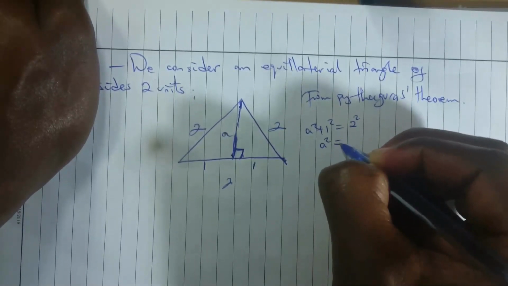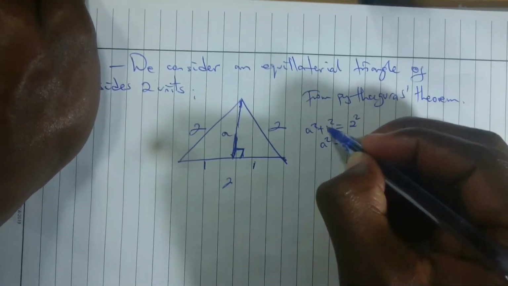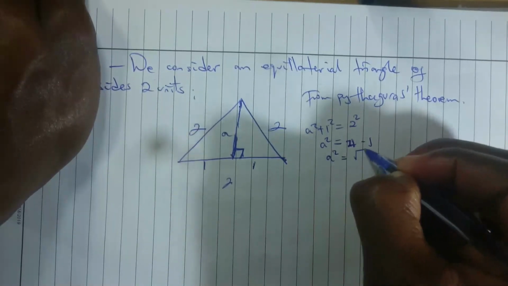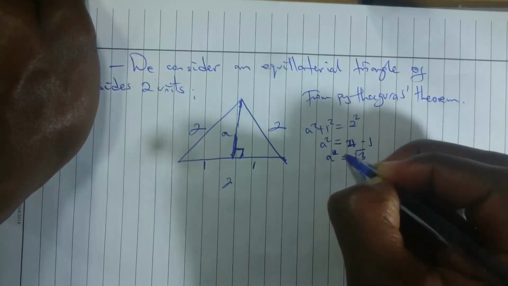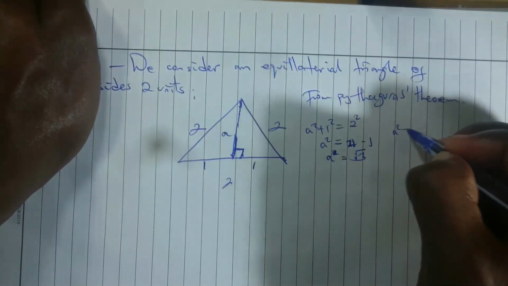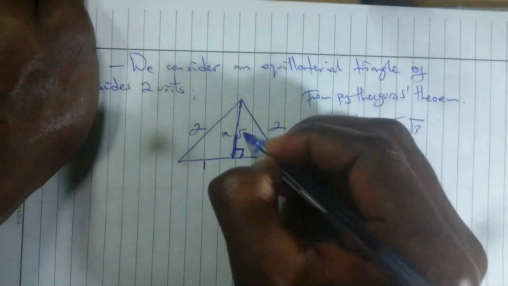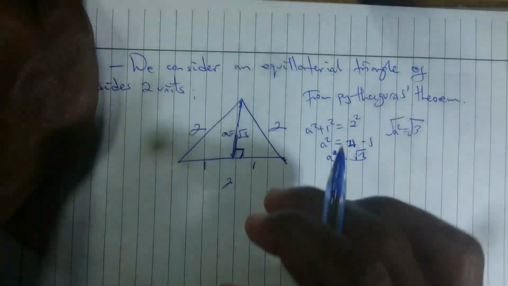Now a squared is going to be 4 minus 1, because 2 squared is 4 and 1 squared is 1. So a squared equals 3. Taking the root on both sides, you get a being given by root 3. So that a is actually root 3. So now we have that.